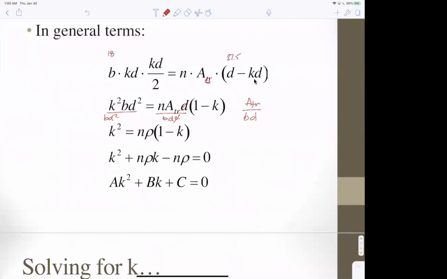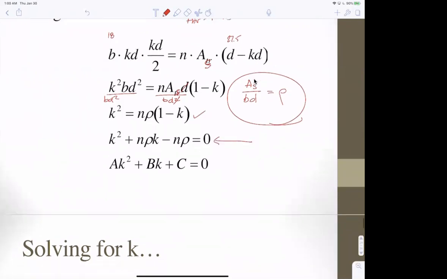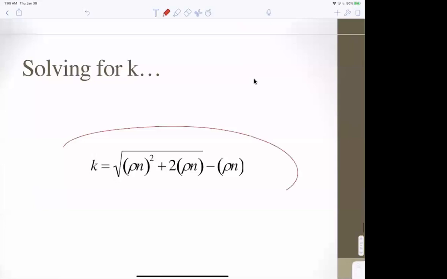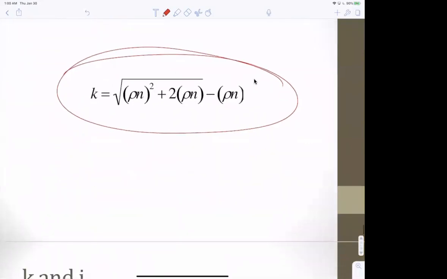Because A transpose is N times AS. So the N's there. So A steel over BD is rho. Okay, we'll talk about that more later. So here you go. This comes out nice. Use the quadratic formula, and you get this nice equation for K. So that's an easy way to get the neutral axis location. This is kind of a handy equation to have on a crib sheet.